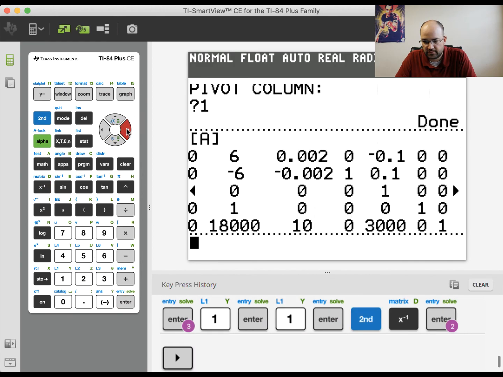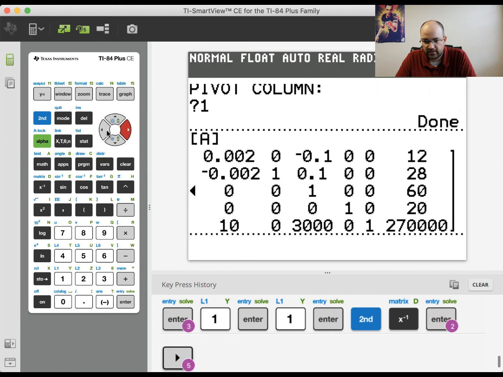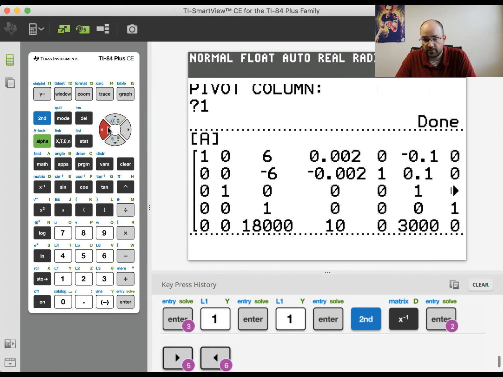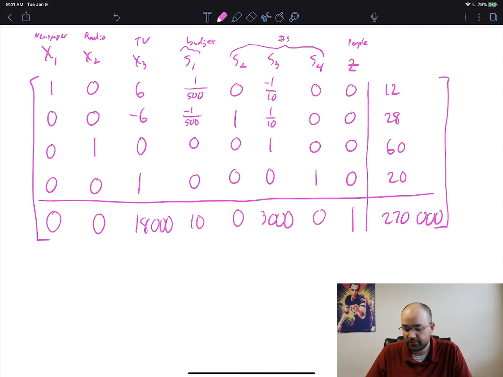It looks like this. And now I'm just looking at the indicators at the bottom. None of those are negative, so that means that we're done. This is our final tableau, which means this is the matrix we want to read from. Awesome. I'm going to go ahead and write that matrix down in my notes, and I'll see you there. Have fun. Welcome back to the notes. What you see here is the matrix that was found using the calculator. And again, this is the final matrix because if you look at the indicators here, none of them are negative.